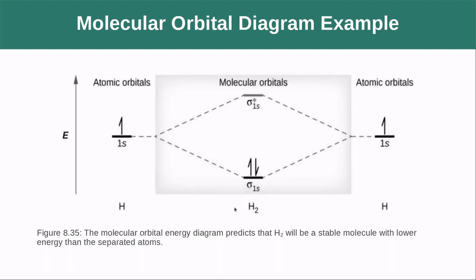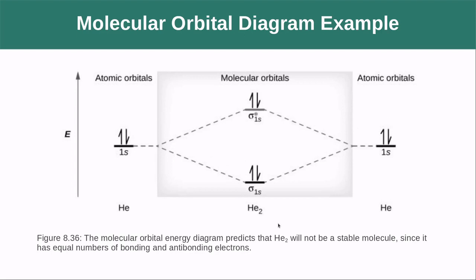If we look at the example of H2, we can see that we have 2 electrons in our lower energy bonding sigma 1s orbital. That's going to predict that H2 will be a stable molecule with a bond order of 1. Diatomic helium, on the other hand, has 2 electrons in an antibonding orbital and 2 electrons in a bonding orbital down here. These are going to cancel each other out, so we wouldn't predict that diatomic helium would be stable, and it is in fact not.